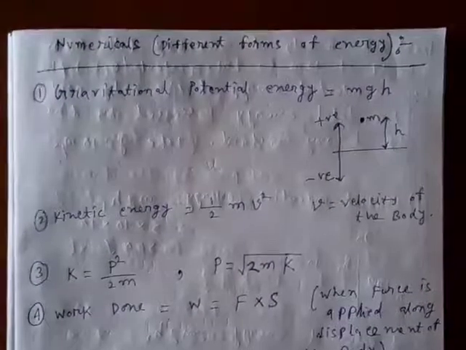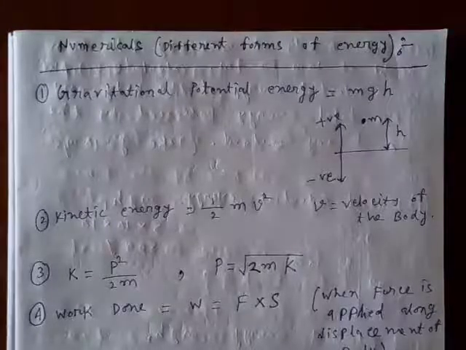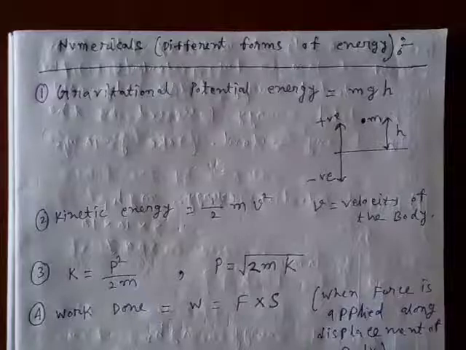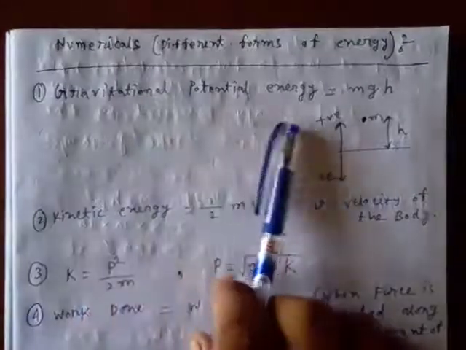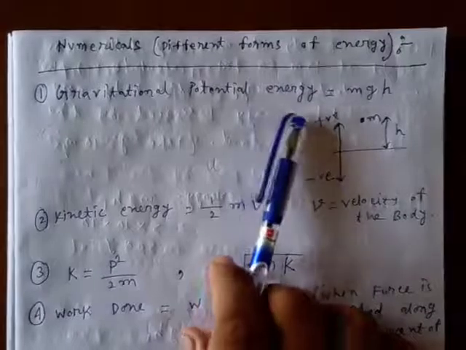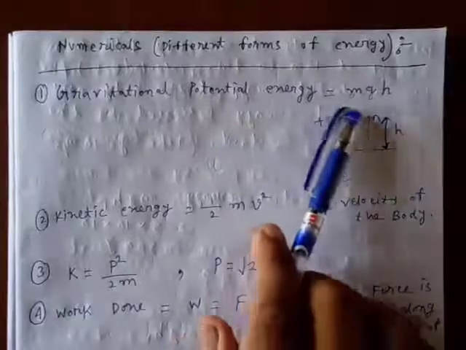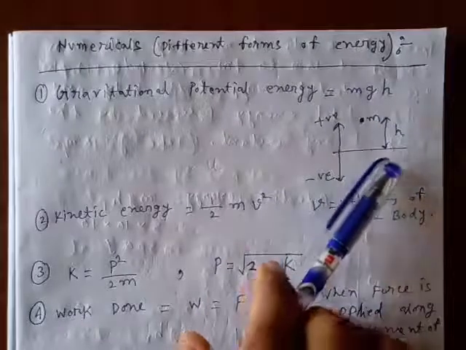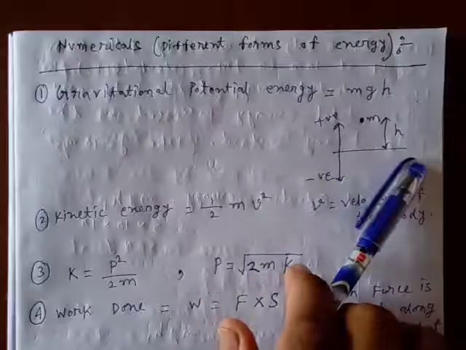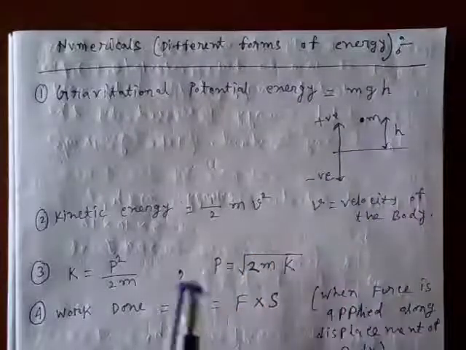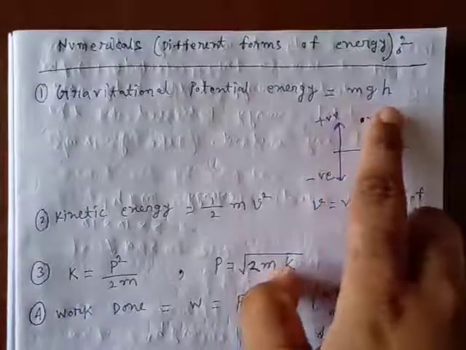Today we are going to discuss some numericals from different forms of energy. Okay, first let's discuss the important formulas of this chapter. Gravitational potential energy of a body having mass m is given by mgh, where the height from the surface of the earth of this mass m is h. So the potential energy is mgh.